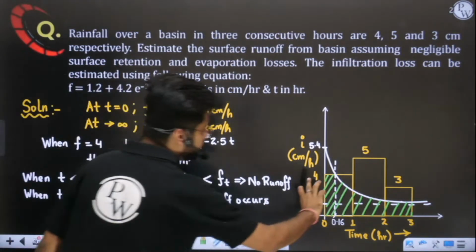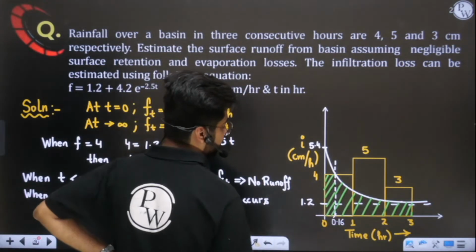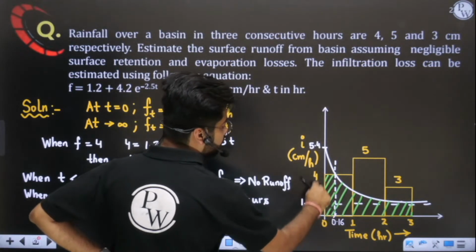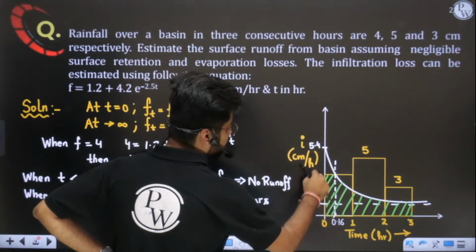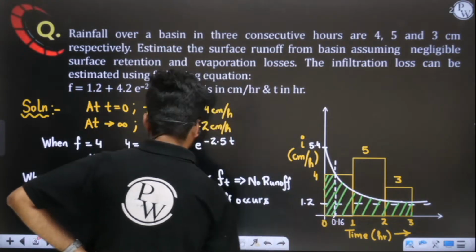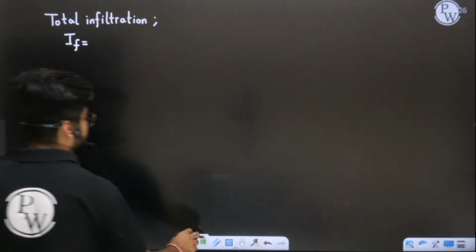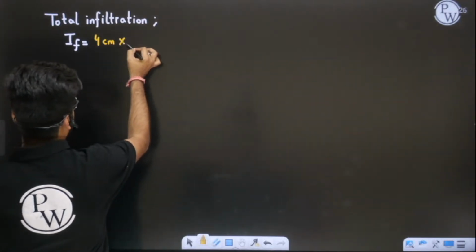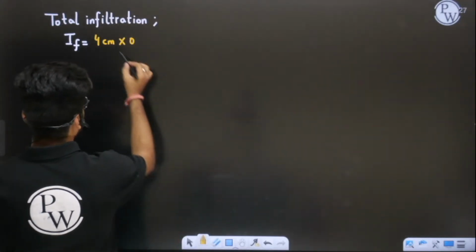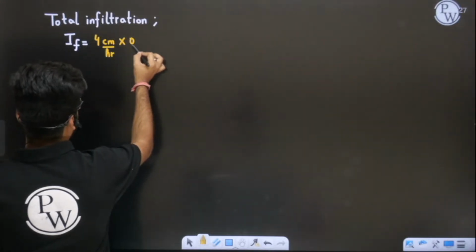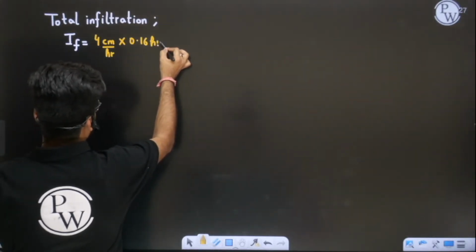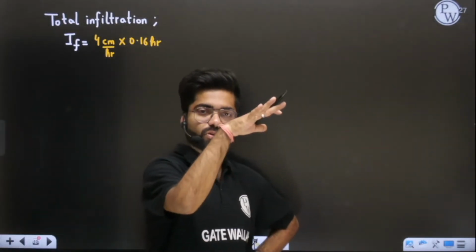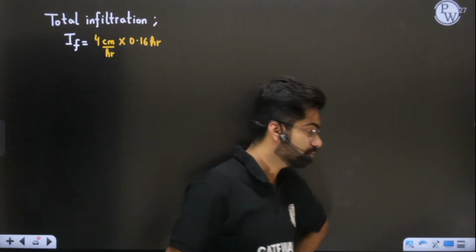Sir, we have to find the area of this green part. Now first I will find the area of this thing. So 4 cm, see, this is 4, and this is 0.16. So 4 centimeter per hour multiplied by 0.16. This is the total rainfall before 0.16, which is going directly into the ground, no runoff. Yes or no?